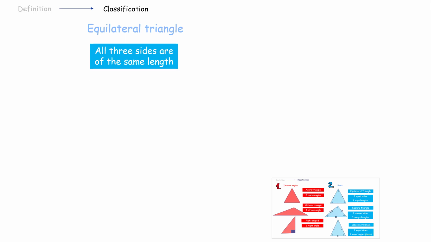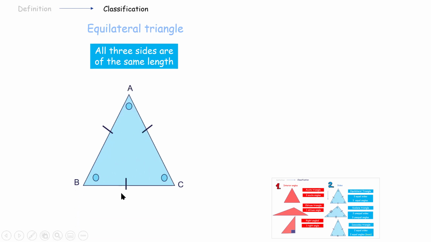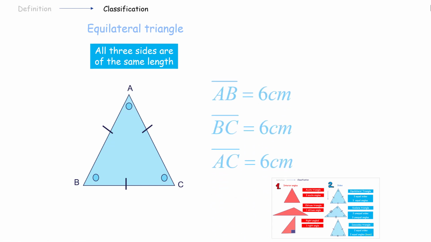An equilateral triangle. Equilateral. All 3 sides are of the same length. And we use these little lines to show this. This means line segment AB is 6 centimeters, BC 6 centimeters, and AC, for example, is 6 centimeters. Which then implies that angle A, angle B, and angle C must all be 60 degrees.